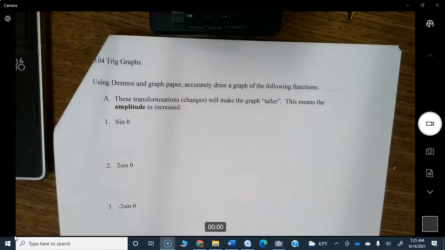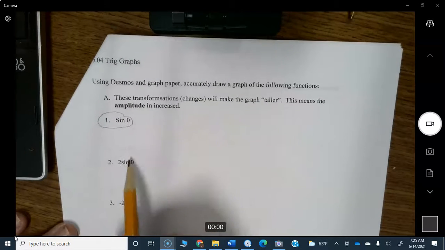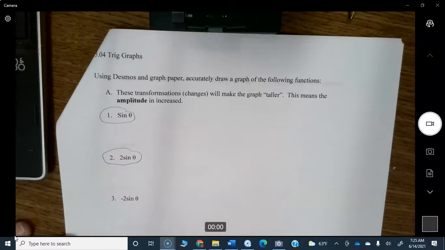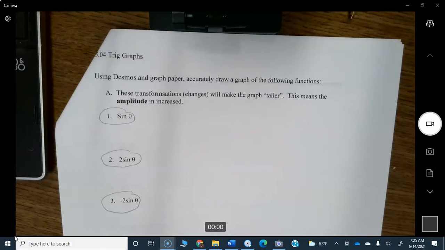So what we're going to do is plot some of these, and we're just going to use Desmos to see what they look like. So we're going to plot sine x, we're going to plot 2 sine x, and we're going to plot negative 2 sine x. We can use this entire space to do those. We're going to do them on the same graph so that you can see how they compare to one another.